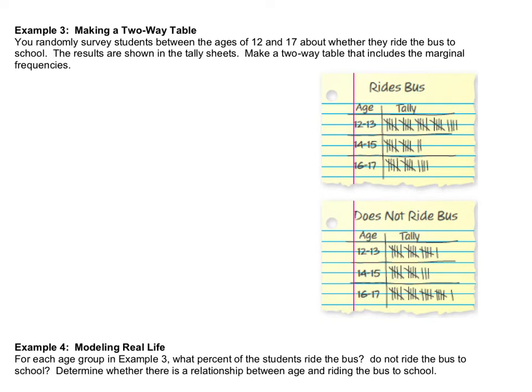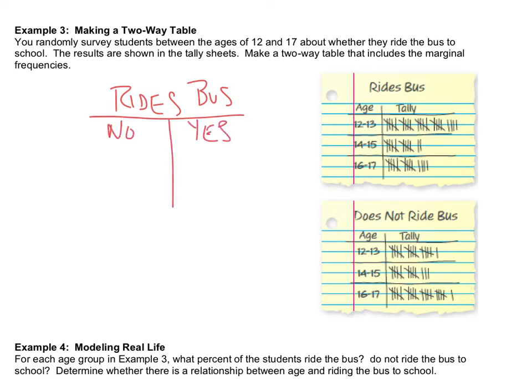So here's how I'm going to do this. I'm going to say rides bus. That one's going to be the one that I'm putting across the top. Now, what are the choices? Rides or doesn't ride? So I'm going to put no and yes. Okay? Actually, you know what? I'm going to change that. You don't have to change this, but I'm going to change it. Because the top one is that they do ride, I want to put that one first just so I don't make a mistake here. Okay?